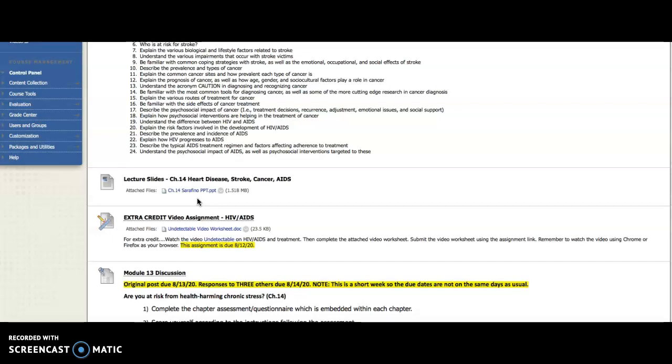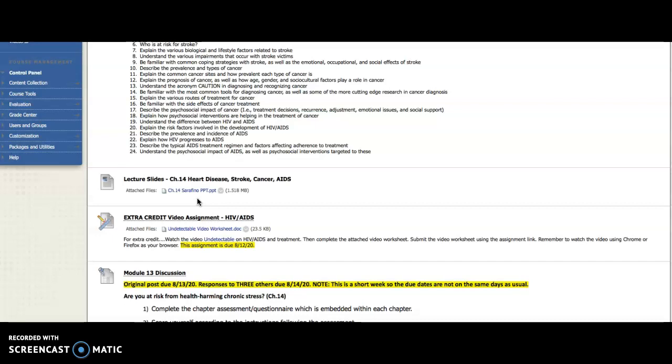So psychosocial factors are key. There's a huge psychosocial impact from cancer. Everything from making decisions about treatment that could be life or death. How does a person know what decisions to make? What about recurrence? If someone is quote unquote cured of cancer, will it come back? How does one adjust after cancer or during cancer treatment? Different emotional issues, and then what's the role of social support?